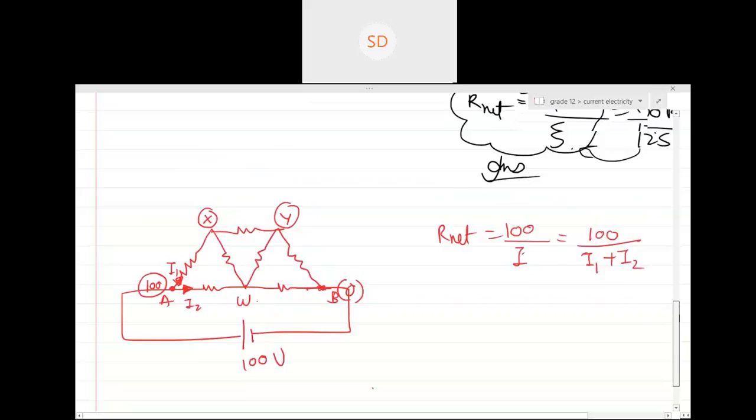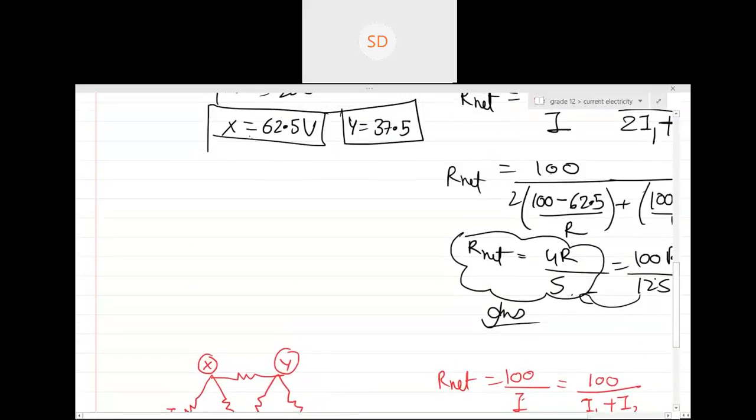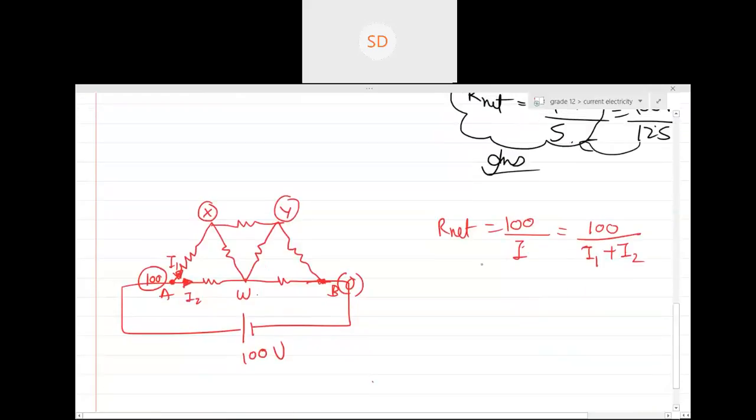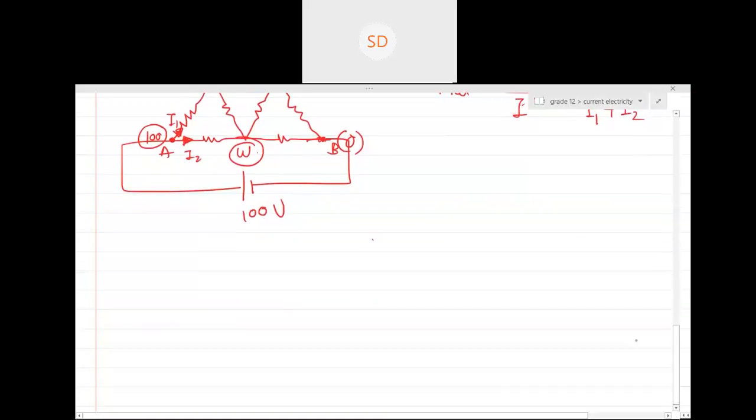Can you see the difference between the first part and the second part of the question? Initially it was twice I1 plus I2. Now it is only I1 plus I2. So do this question at home. X, Y, and W will have the same values which you discussed in the previous question. So you can do this question on your own, and I want the net resistance in the next class. I was talking of using the SS method in this.